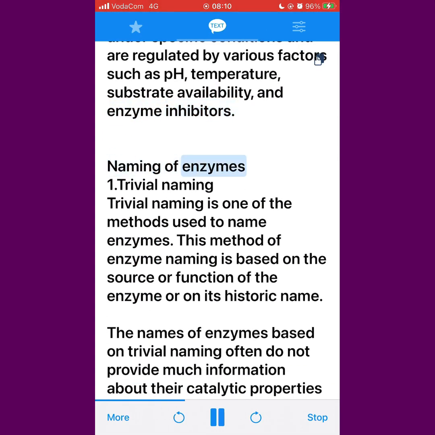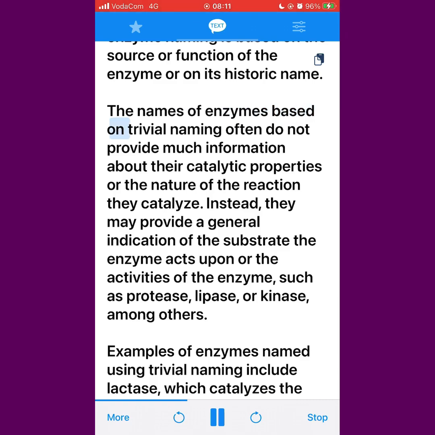Naming of enzymes. 1. Trivial naming. Trivial naming is one of the methods used to name enzymes. This method of enzyme naming is based on the source or function of the enzyme or on its historic name. The names of enzymes based on trivial naming often do not provide much information about their catalytic properties or the nature of the reaction they catalyze.